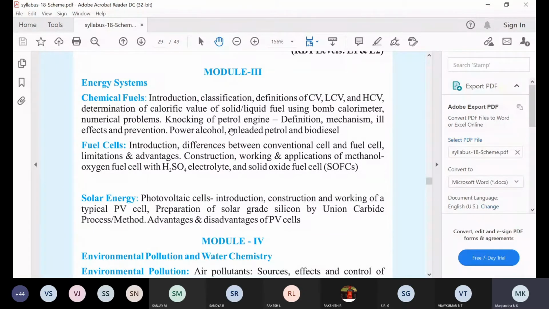For example, power alcohol, unleaded petrol and biodiesel. So this is the first unit in Module 3, that is chemical fuels. After this, coming to the next one, that is fuel cells.